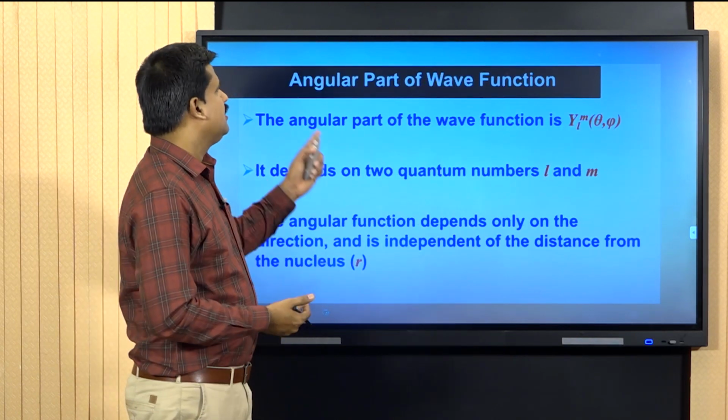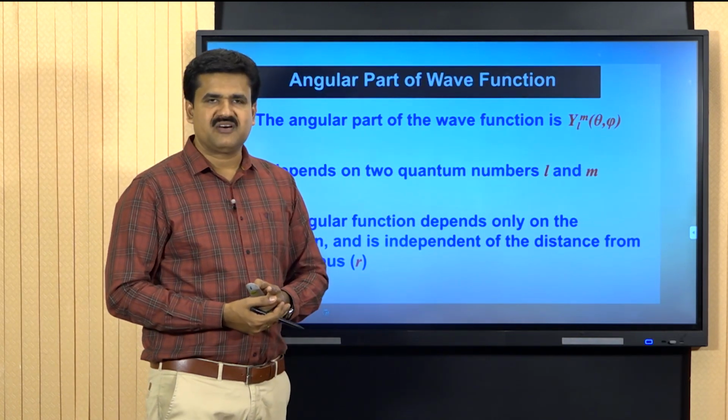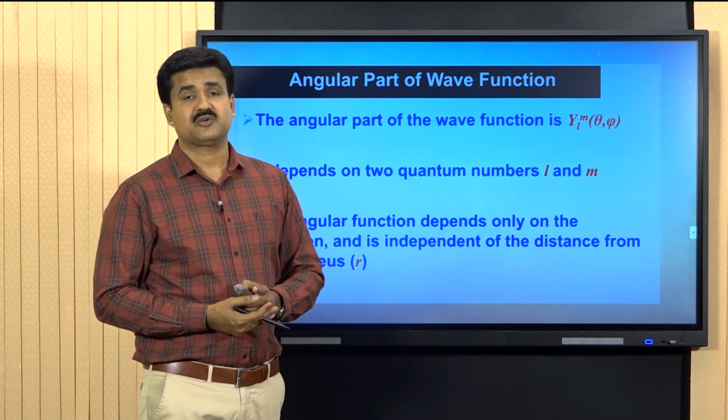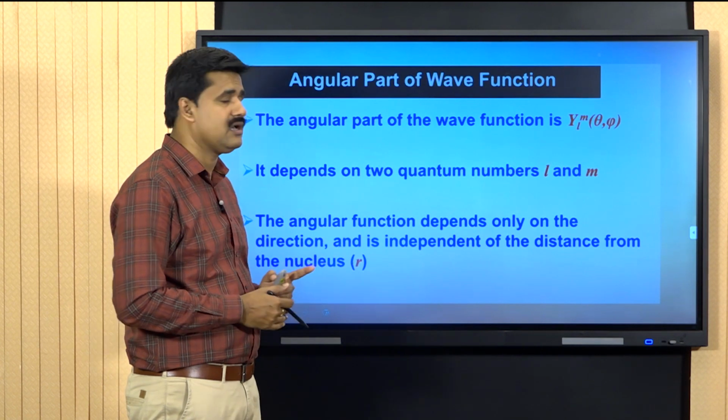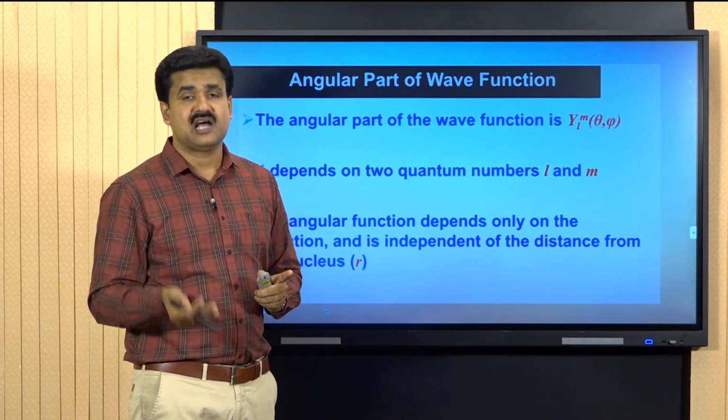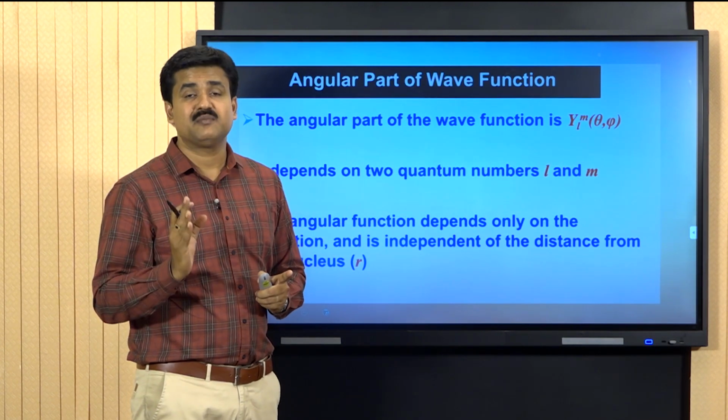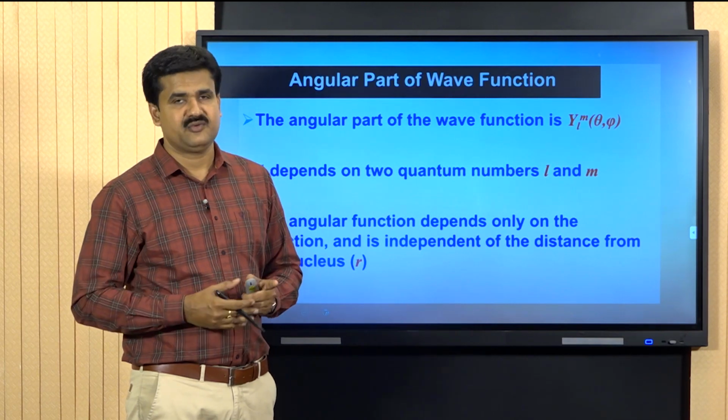And the next part of our discussion is the angular part of the wave function. It is denoted as psi L m (theta, phi). It depends on two quantum numbers, L and m. The angular function depends only on the direction and is independent of the distance from the nucleus, that is small r. So, it is independent of r and dependent on two variables, the angular variables theta and phi.